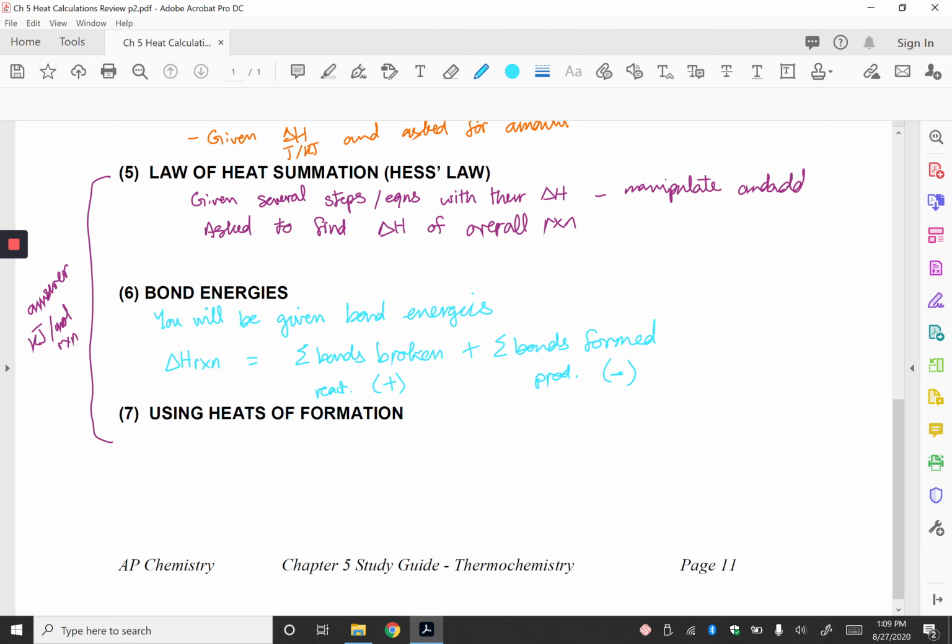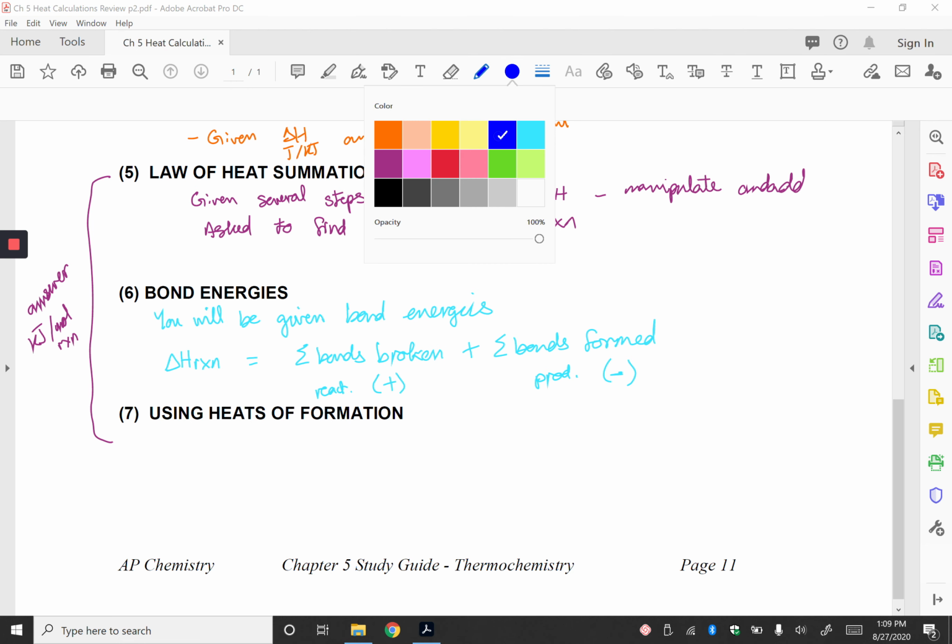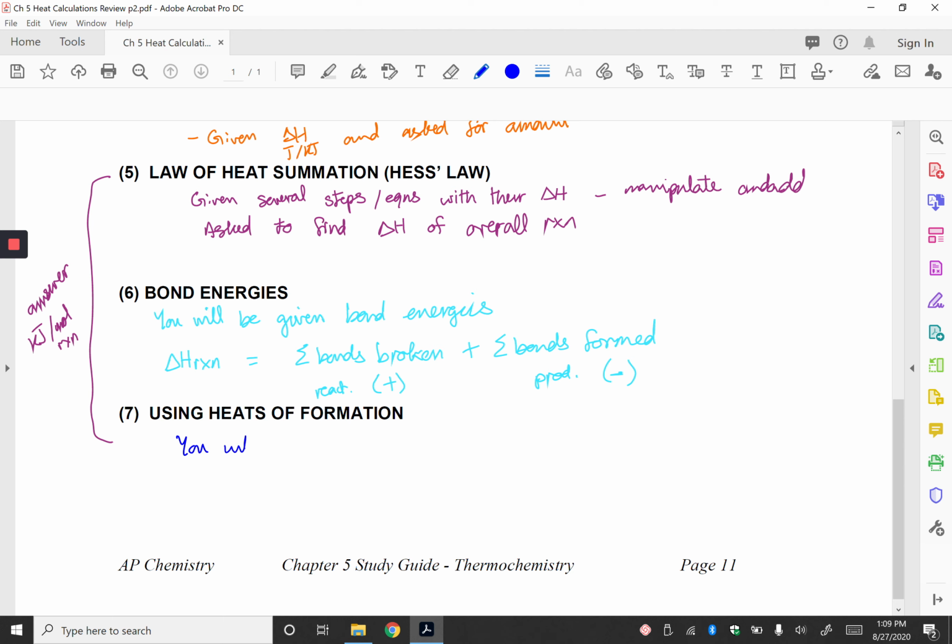And then finally, heats of formation. How would you know that it's a heats of formation problem? You will be given heats of formation, and usually asked for delta H of the reaction or the heat of formation of one of the reactants or products. And so for this one, you'd say delta H of reaction is the sum of the delta H of formation of products minus the sum of the delta H of formation of the reactants.